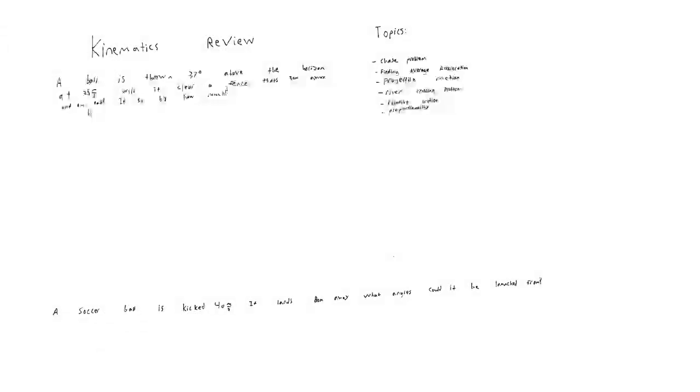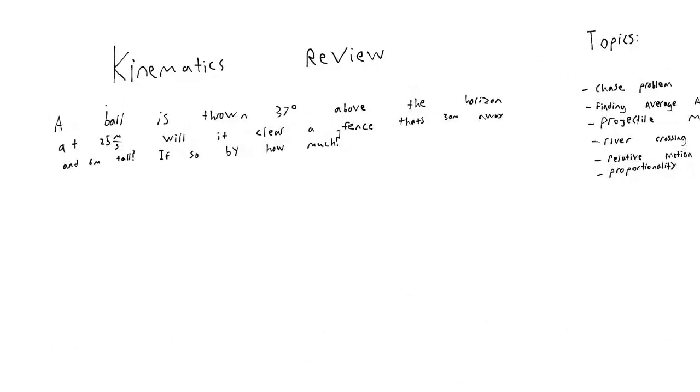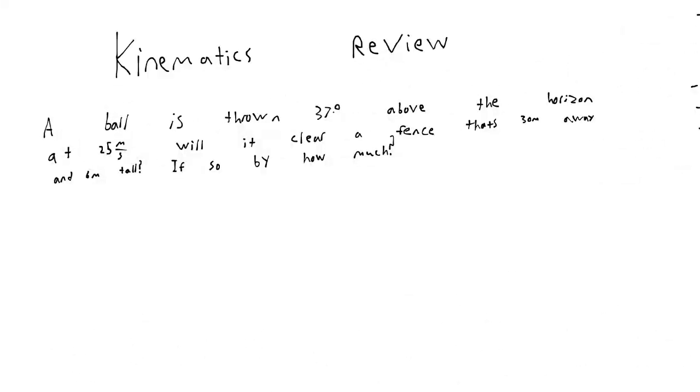Alright, so I got a couple projectile motion questions. Here is the first one. A ball is thrown 37 degrees above the horizon at 25 meters a second. Will it clear a fence that's 30 meters away and 6 meters tall? If so, by how much?